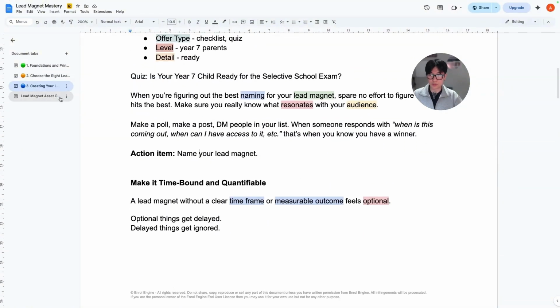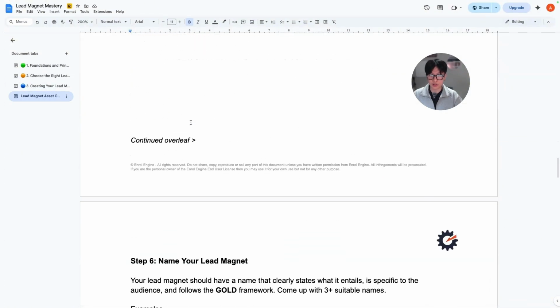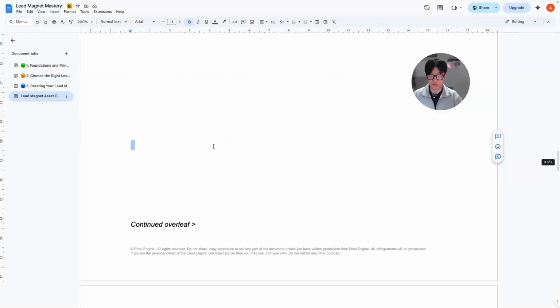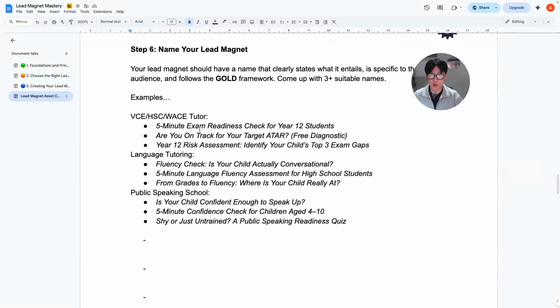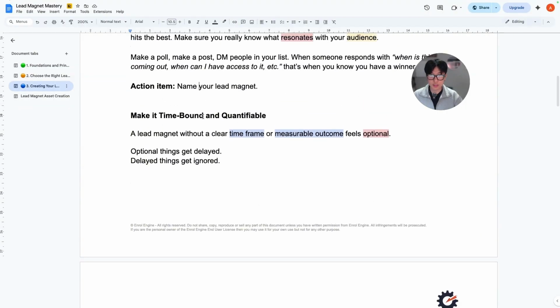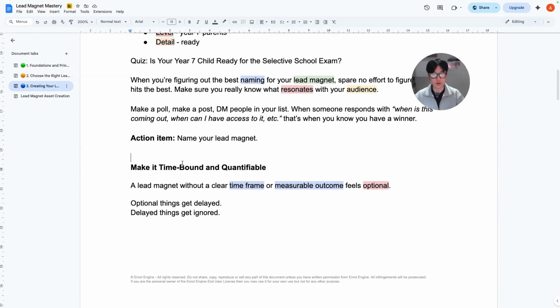So action item, let's move on. I want you to go to step number 6, which is just overleaf, and create your lead magnet name. I want you to actually come up with 3 suitable names for this one lead magnet because you never know what will work the best. So just create 3 for now, and after you do so, let's move on to the next step. So pause the video now, make sure you've done that. I'm assuming you have at this point.